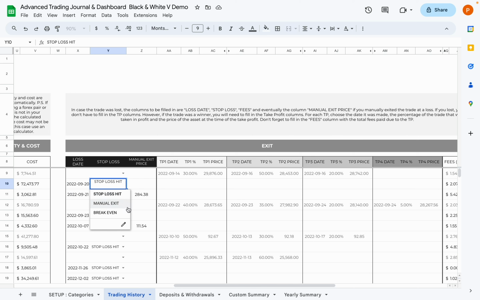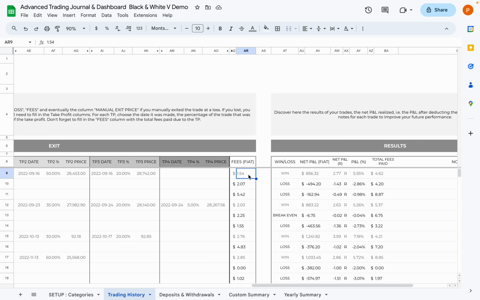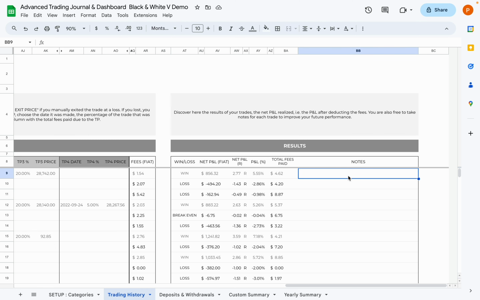If you won the trade, and I hope that this is the case, you only need to fill in the sections about the take profits. You can have up to 4 take profits, and you need to pick a date and tell what percentage of the trade was taken into profit. For example, if you exited the trade in only 1 take profit, you can say that your take profit is 100%. Do the same thing for each take profit, and after that, tell what the fees associated with the exit of the trade are. The result section is completely automatic. The only thing that you can do is to complete the notes about the trade.